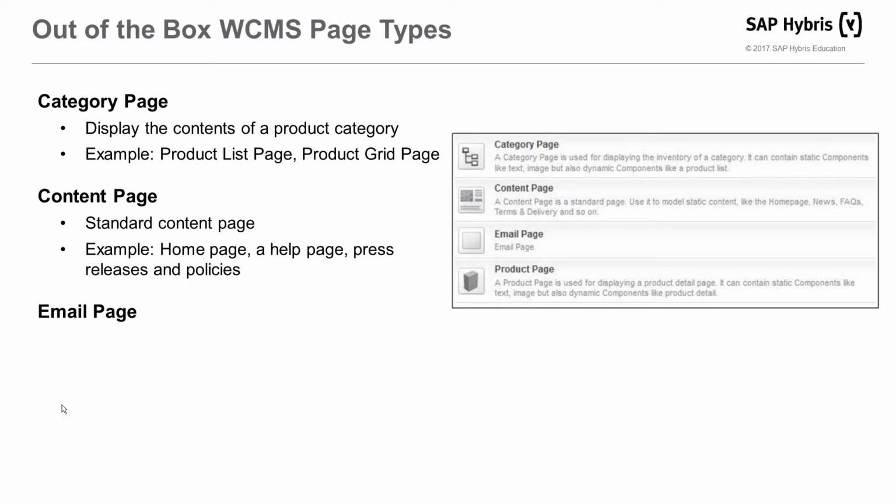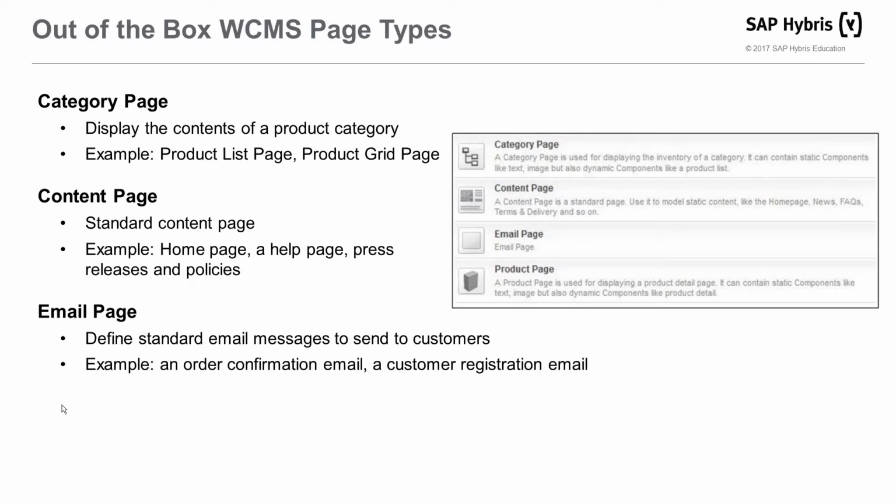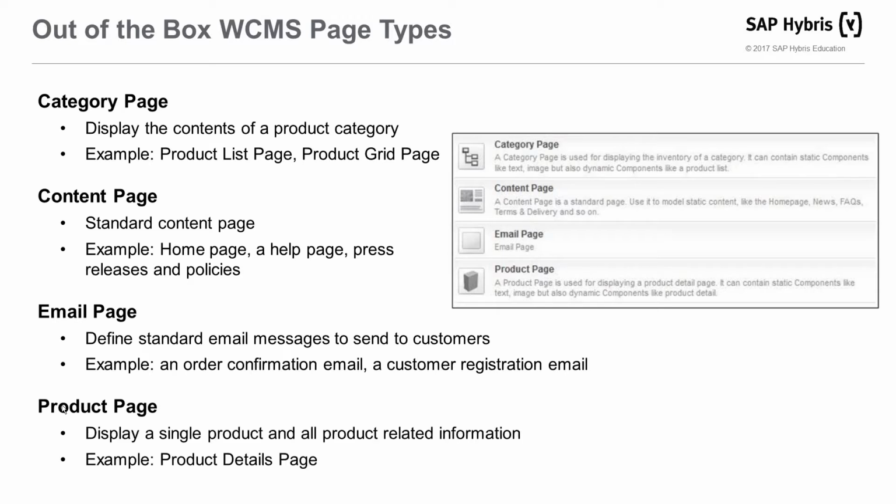The email page type can be used to define standard email messages sent to customers. Examples of this include an order confirmation email, a customer registration email, and a forgotten password email. Remember that the HTML produced by pages isn't necessarily sent to a browser. It can be used, as in this instance, to compose an email. Pages of type product page are used to display a single product, including its images and attributes.